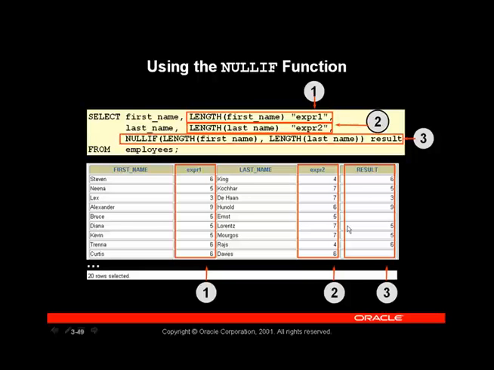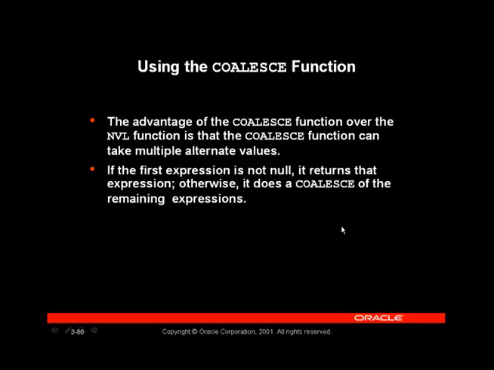The COALESCE function is yet another extension of the NVL function. And the advantage it has is that you can take multiple alternate values. So if the first expression is null, it returns the second expression. Otherwise, if that is null, then it takes the third. If the third is null, it takes the fourth.